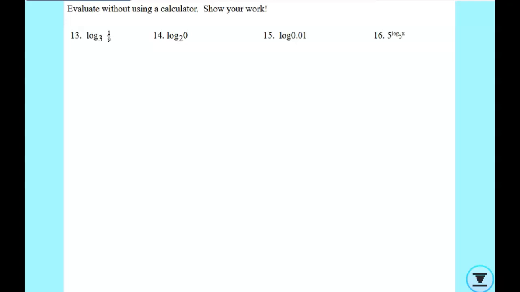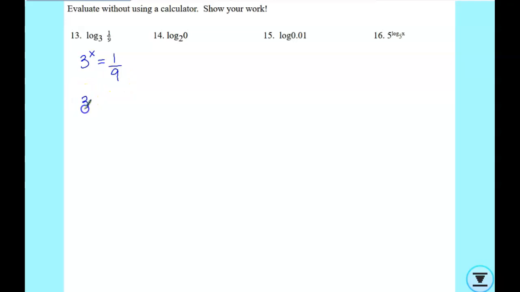On the next set, again, we want to do the same thing: evaluate without using a calculator and show your work. So again, we can rewrite 3 to the power of x is equal to 1 over 9. So there's two things that need to happen here. Number one, I need to rewrite this 9 so that it's a power of 3. And I also need to get this base so that it's a whole number instead of a fraction.